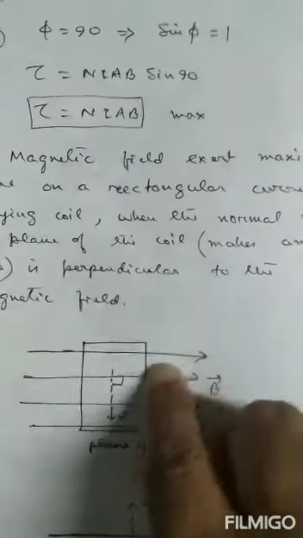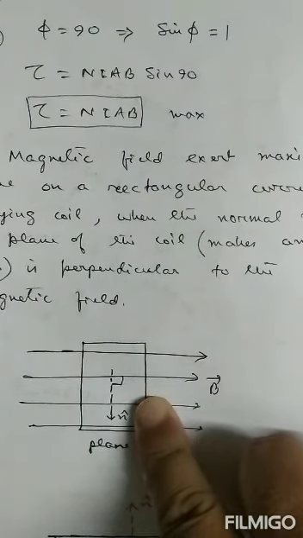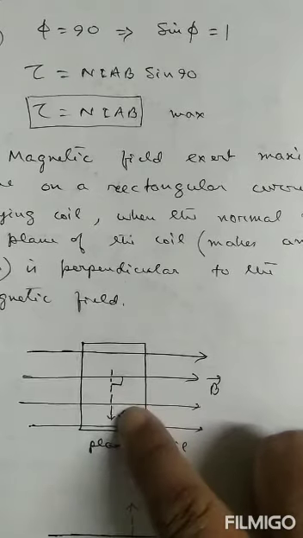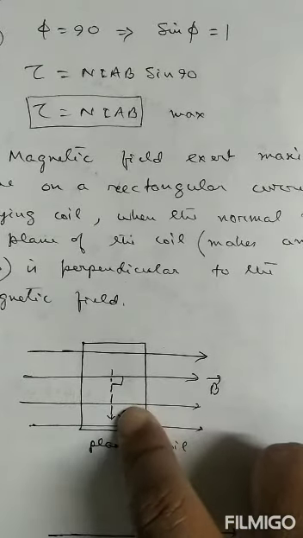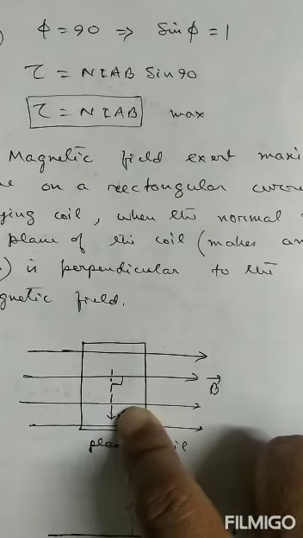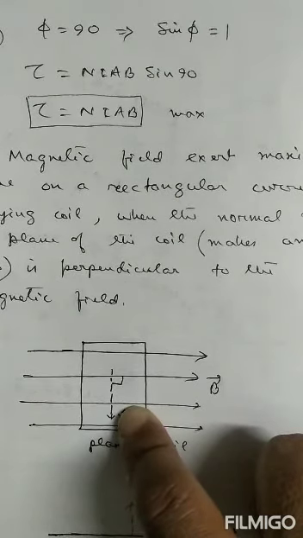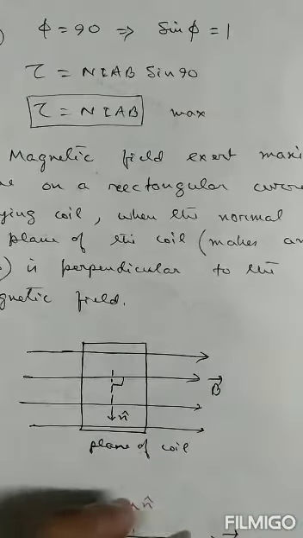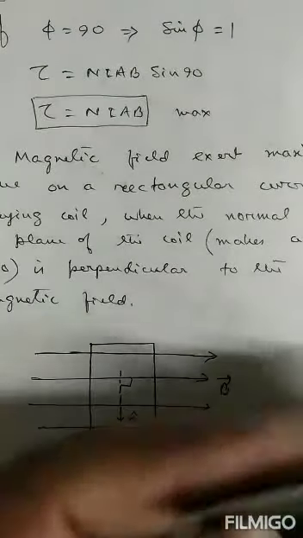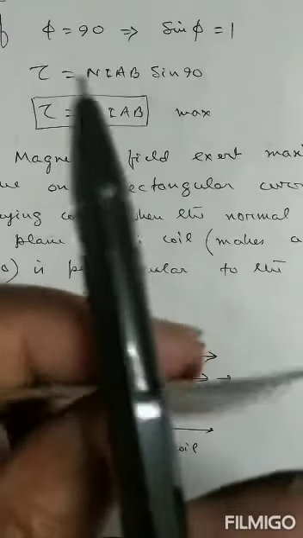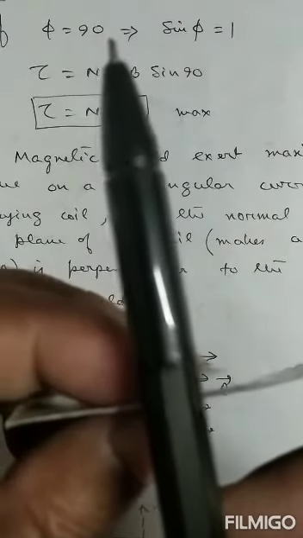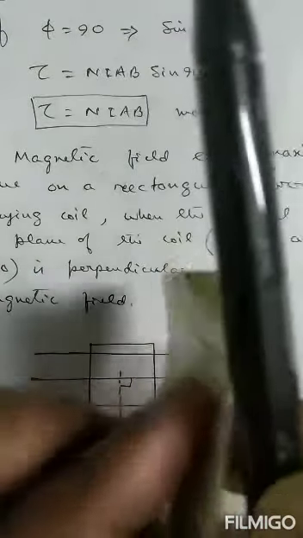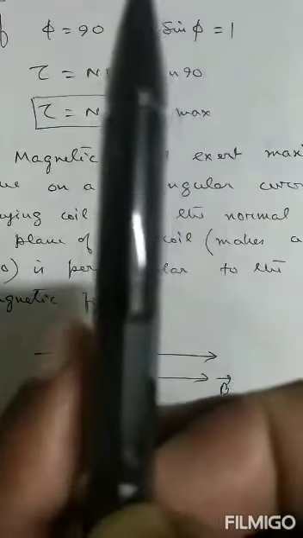That means if the outward normal to the plane of the coil is perpendicular to the magnetic field, maximum torque acts on the current carrying rectangular coil. That means if the plane of the coil is in this situation, no torque acts on it, or if the plane of the coil is in this situation, the maximum torque acts on it.